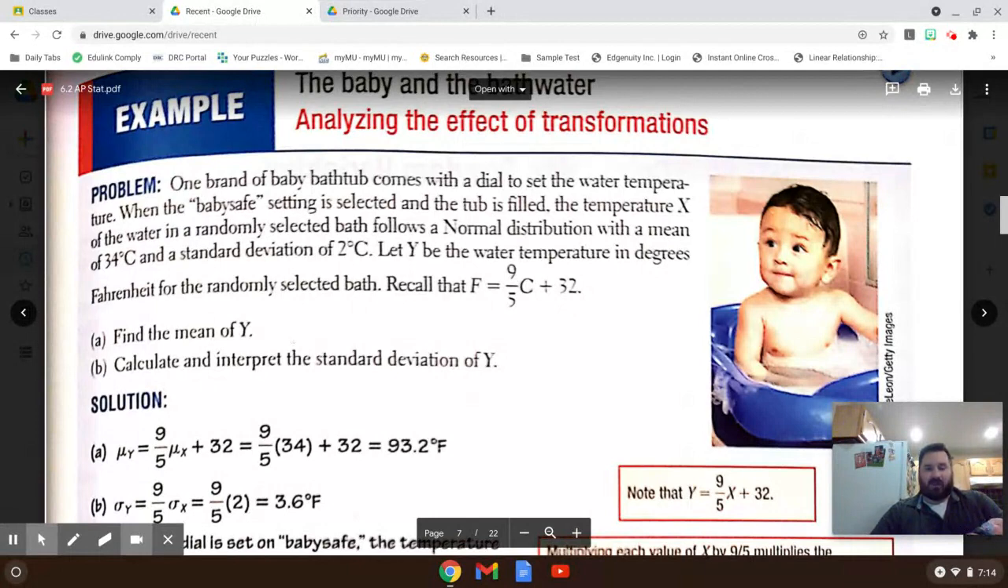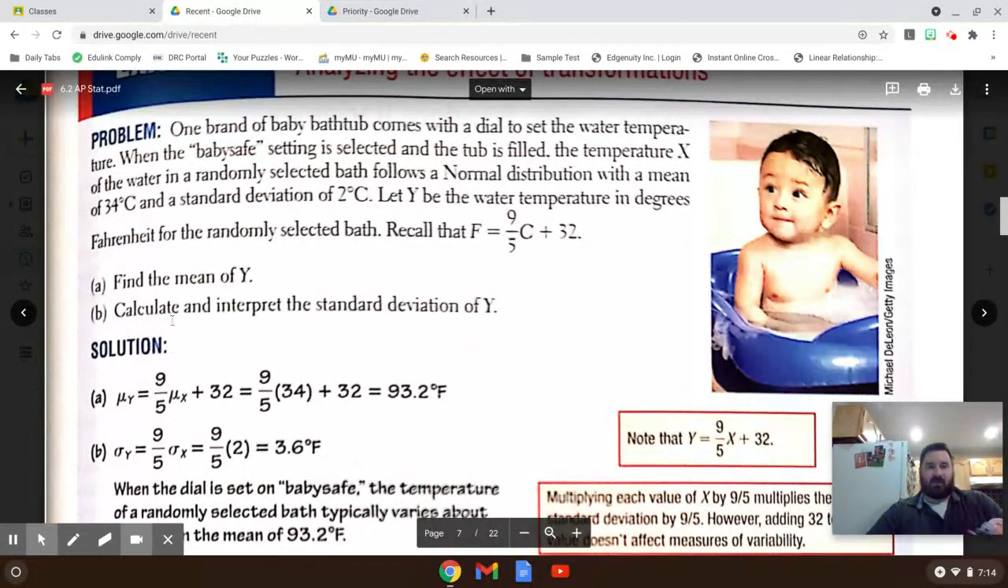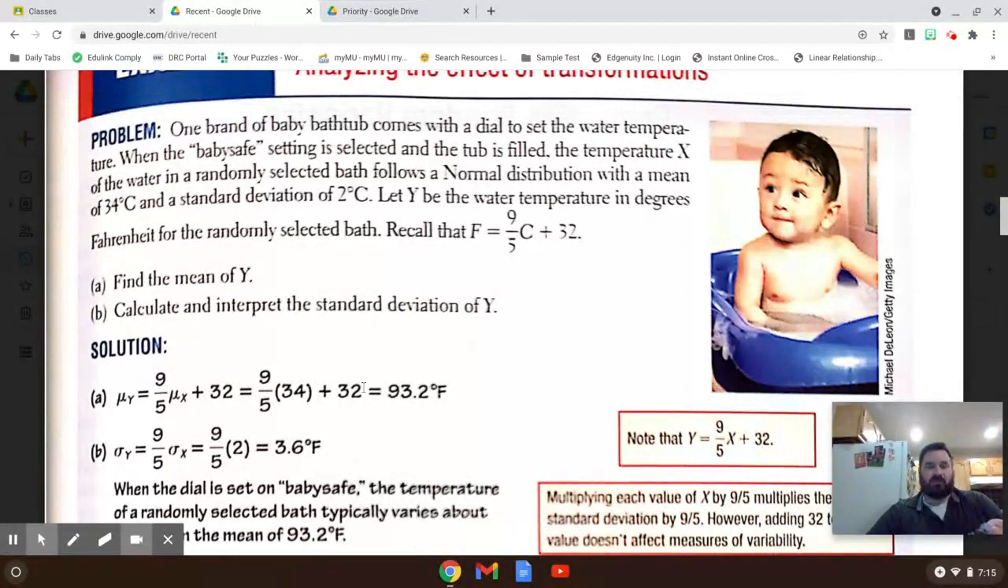Find the mean. Remember, we had an average in Celsius and a standard deviation. To do the mean, we are going to plug it into this formula. We multiply by a constant and add. Our mean was 34, so we plug in 34 here: 9/5 times 34 plus 32. We get an average of 93.2 degrees Fahrenheit.